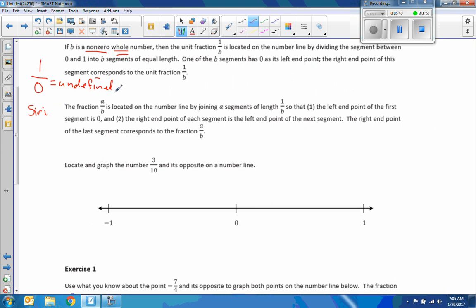You can watch that on your own if you haven't done it. Ask Siri what 1 divided by 0 is.